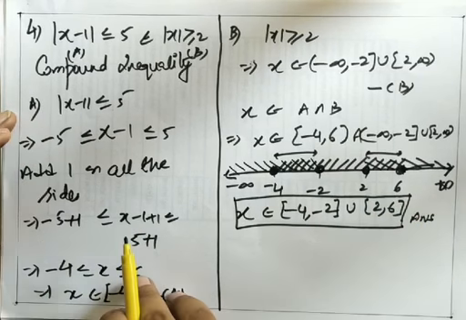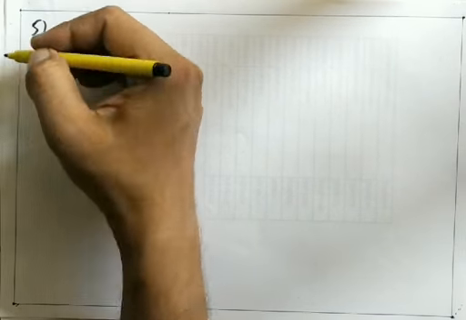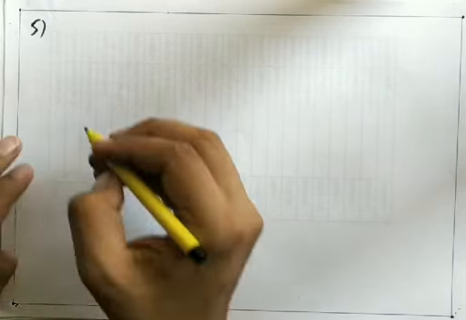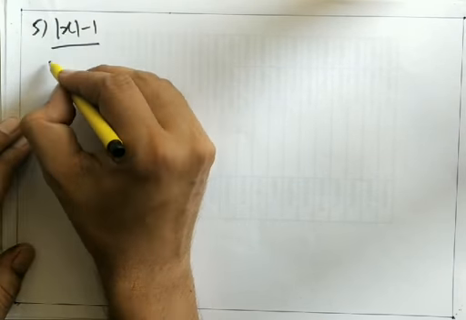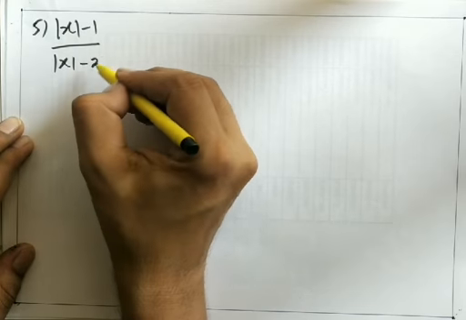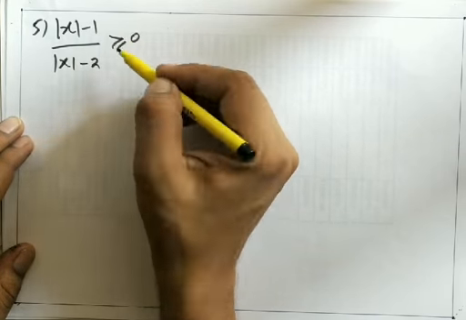Now let's see some more examples. Example number 5. This is saying mod of x minus 1 upon mod of x minus 2 is greater than or equal to 0, and we have to find the interval of x.